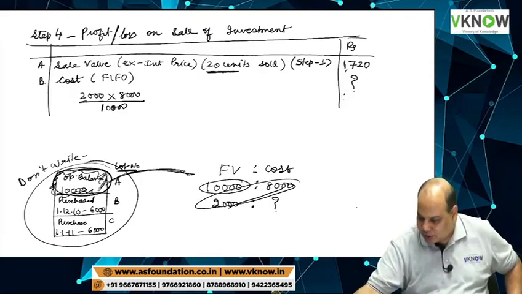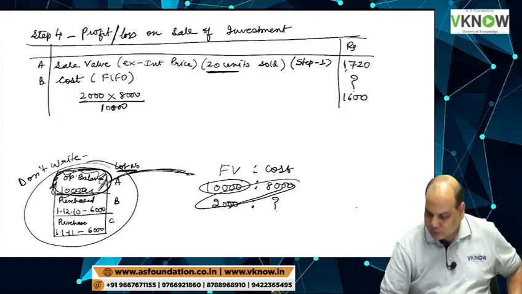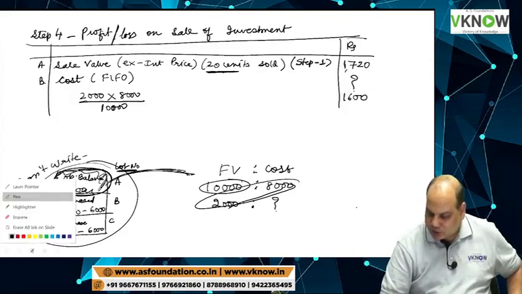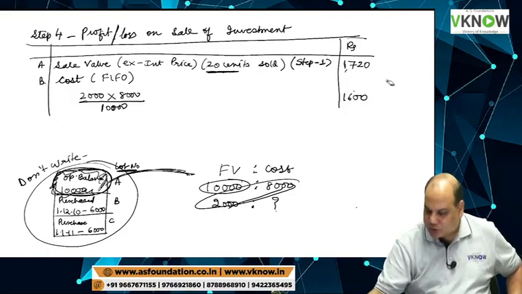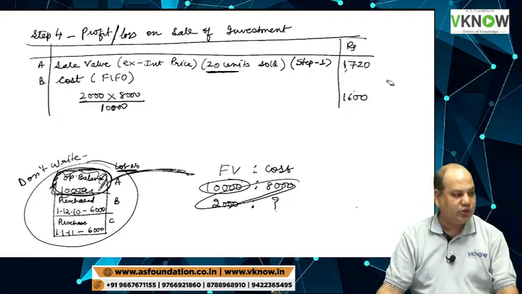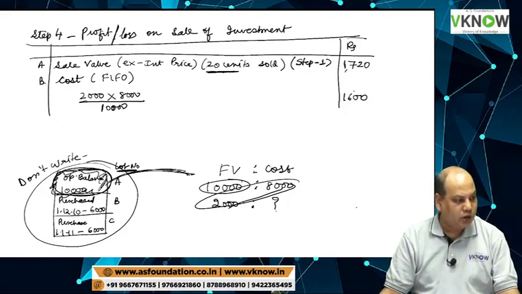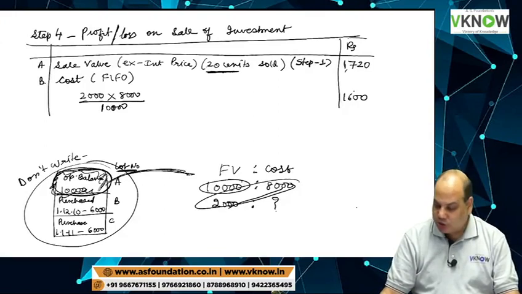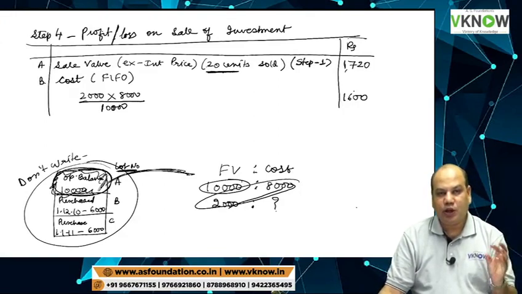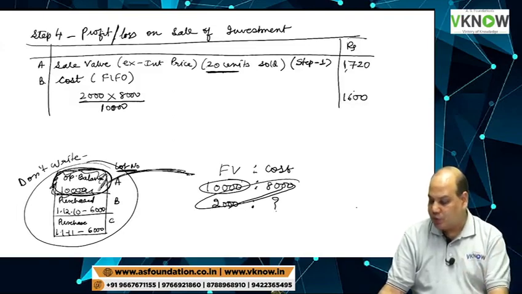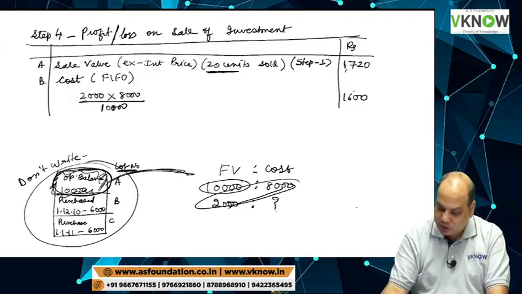2000 into 8000 divided by 10,000. So somebody rightly said 1600, which means the cost of the investment sold was 1600 rupees. Kunal, Sakshi, Rajendra are right. Lot A is right. So 1600 is the cost. Out of 10,000, I have only sold 2000. So the proportionate cost will be 1600. So point number C would be profit.